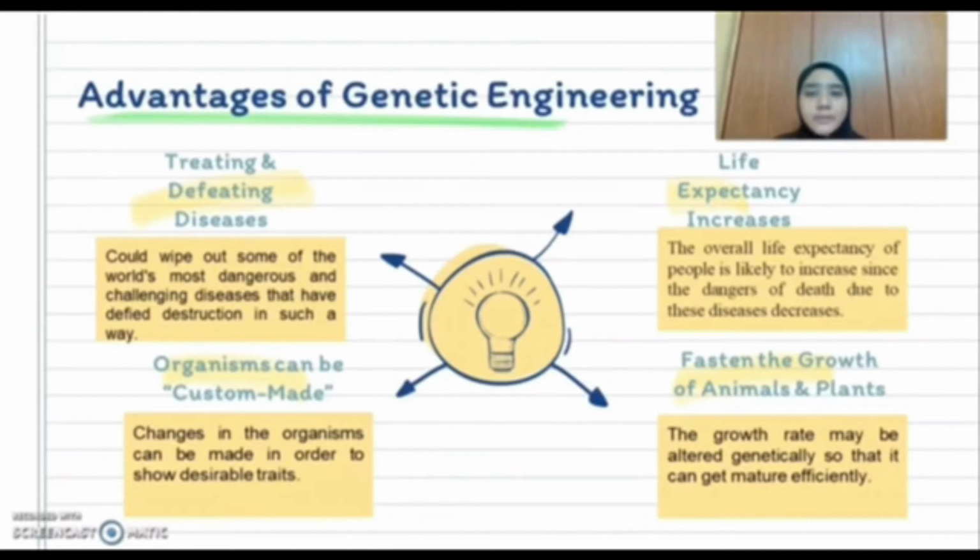So for example, the plants can be genetically modified so that it can survive in bad conditions, contohnya haba yang tinggi. Meanwhile, for animals, they also can be genetically modified to improve production. So for instance, dairy cows boleh dimodified so that they can produce more milk.